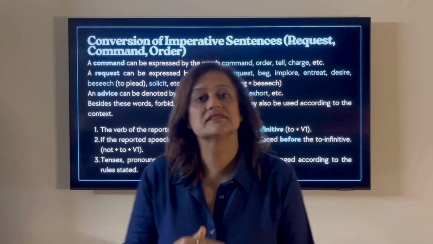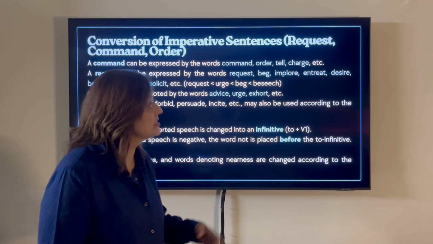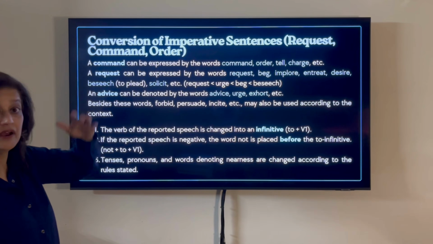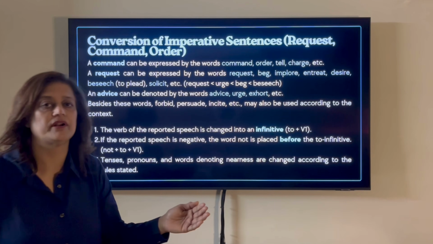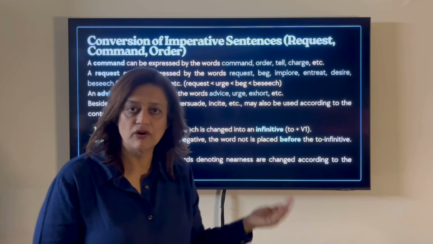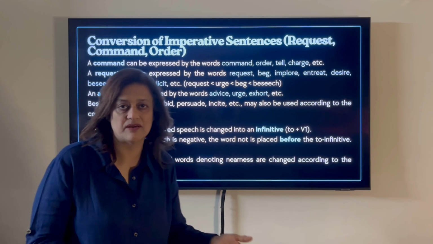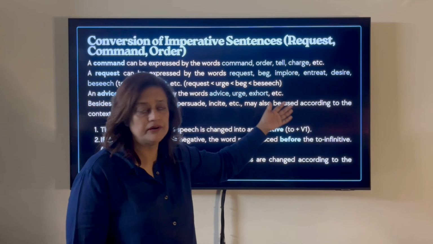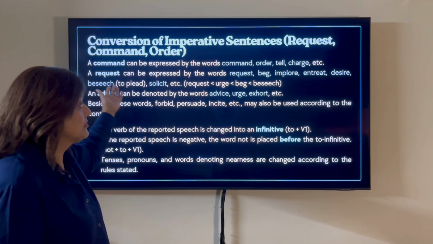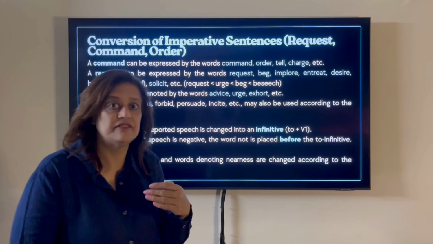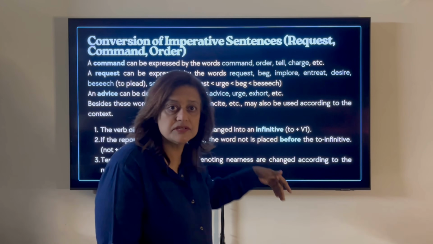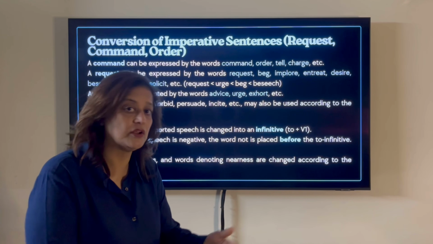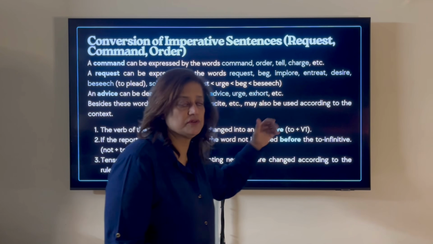Next topic is conversion of imperative sentences, which are requests, orders, commands. Now again, reporting verbs will change according to the command given, order given, or maybe requesting someone. So when it is a command, we can use words like commanded, ordered, charged. If we're talking about a request, requested. If it is a stronger request, we can say begged, pleaded, or even when you're actually going down on your knees and requesting someone strongly, beseeched.